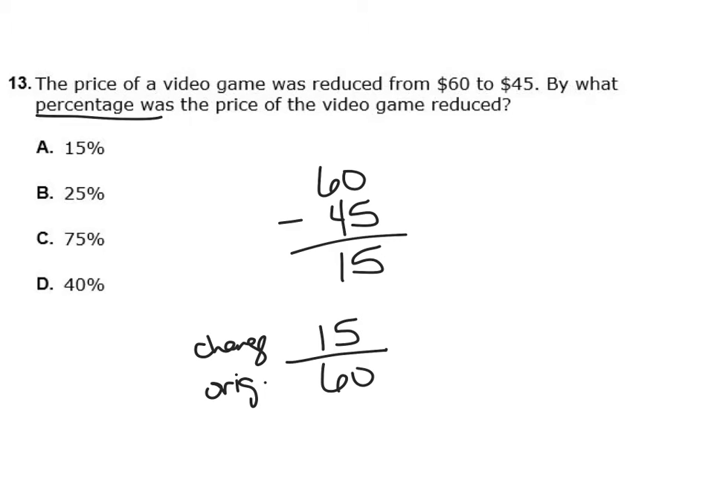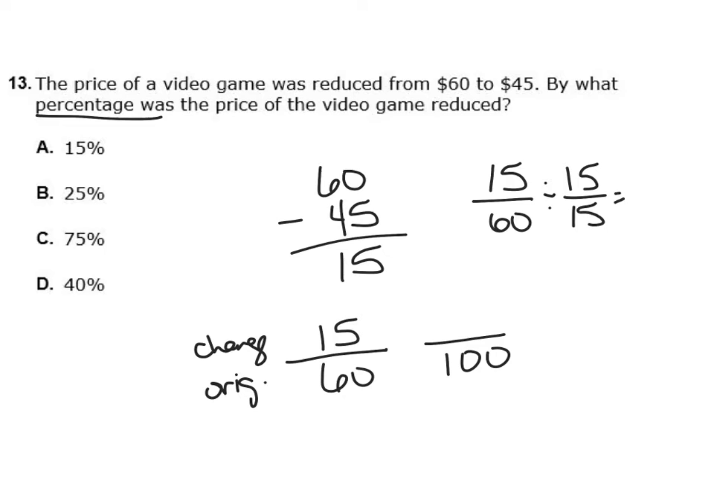And then I need to change it to percent. So I'm going to put 100, but I don't necessarily need to do that. I could just easily simplify this. So 15 over 60. If you divide by 15, it becomes 1 over 4. So 1/4 as a percent is 25%. So my answer is letter B.